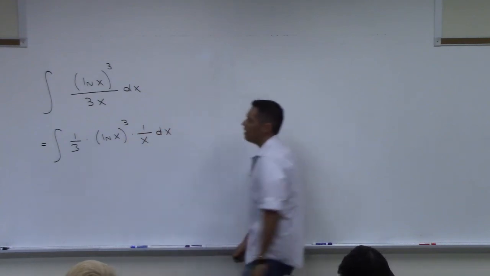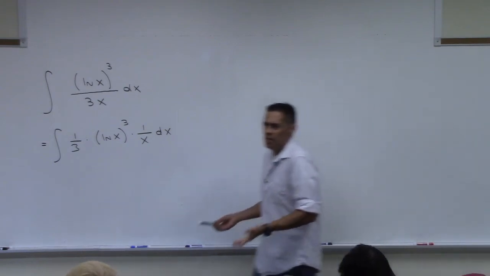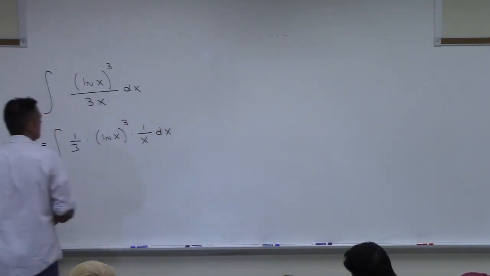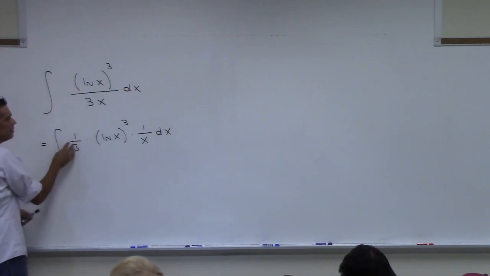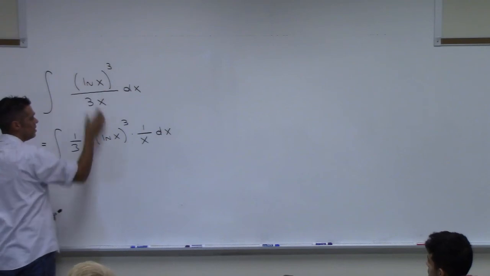Okay, do you all agree that that's the same problem? Yep. Okay, it's just me using algebra, right? The 3 down here is pulled out. The x down here I pulled out as a 1 over x. And then natural log of x cubed on the top, I just put it like that.